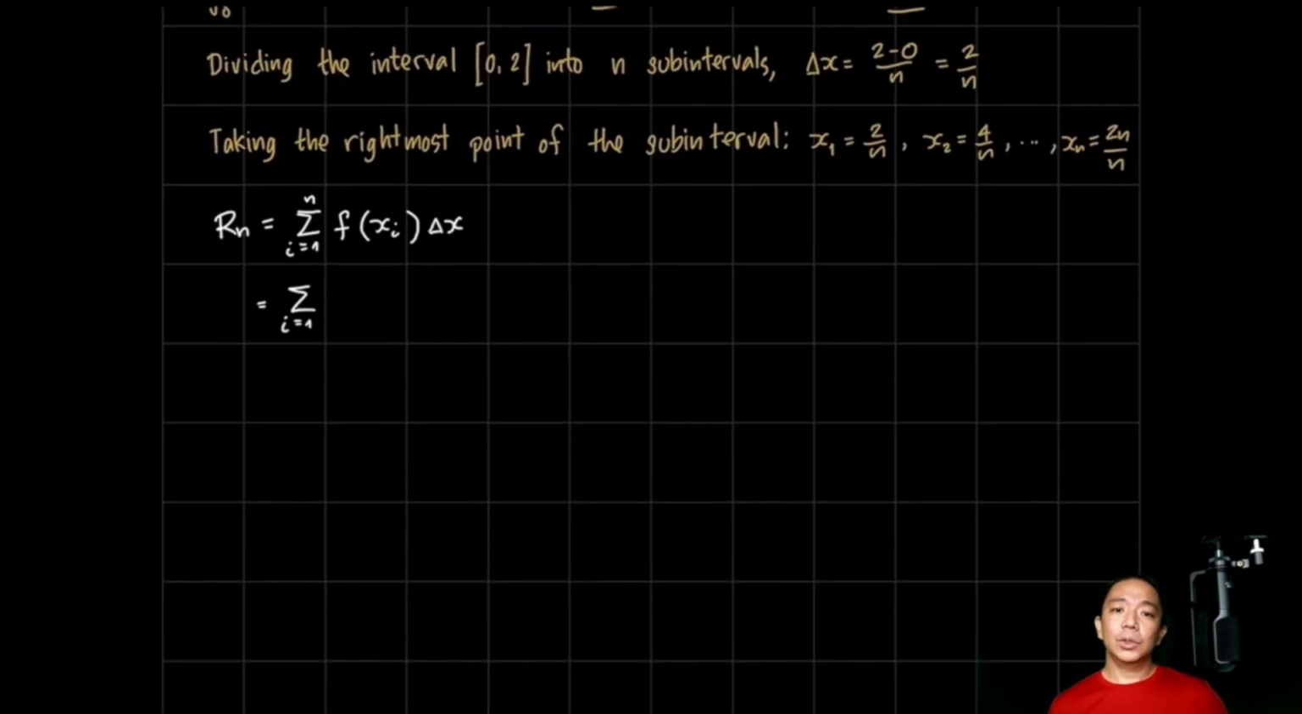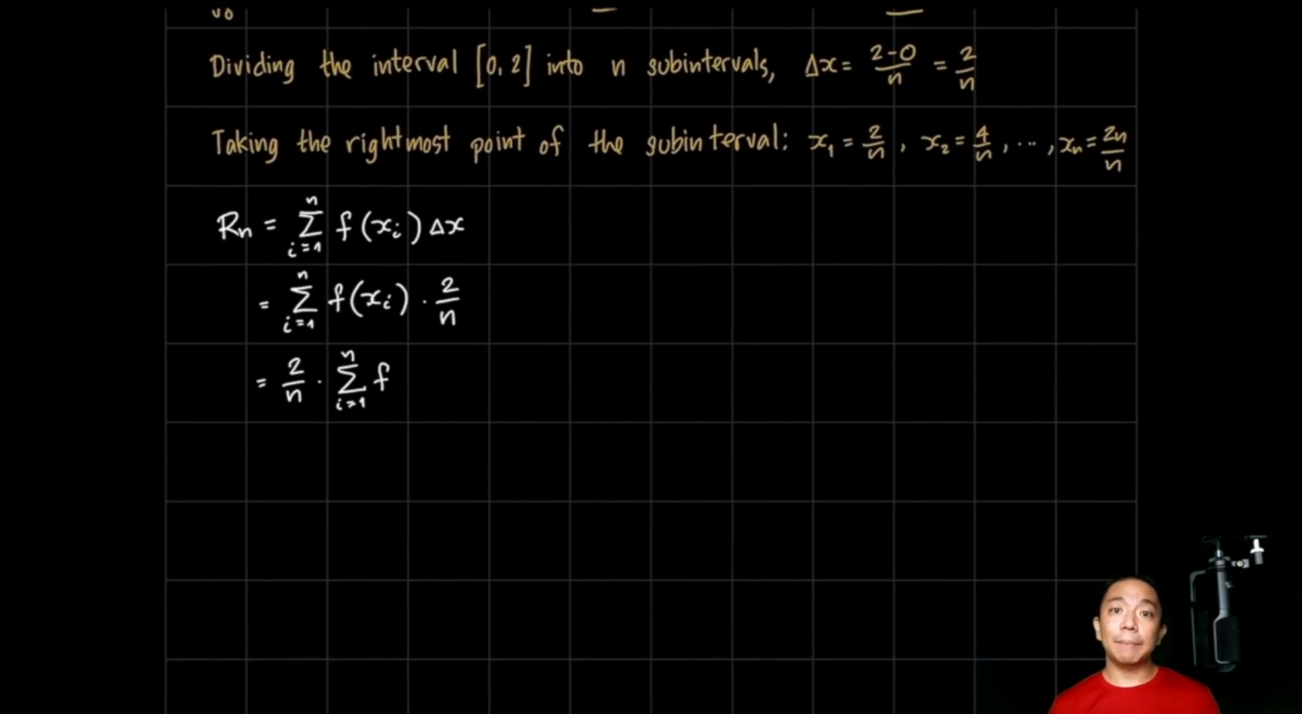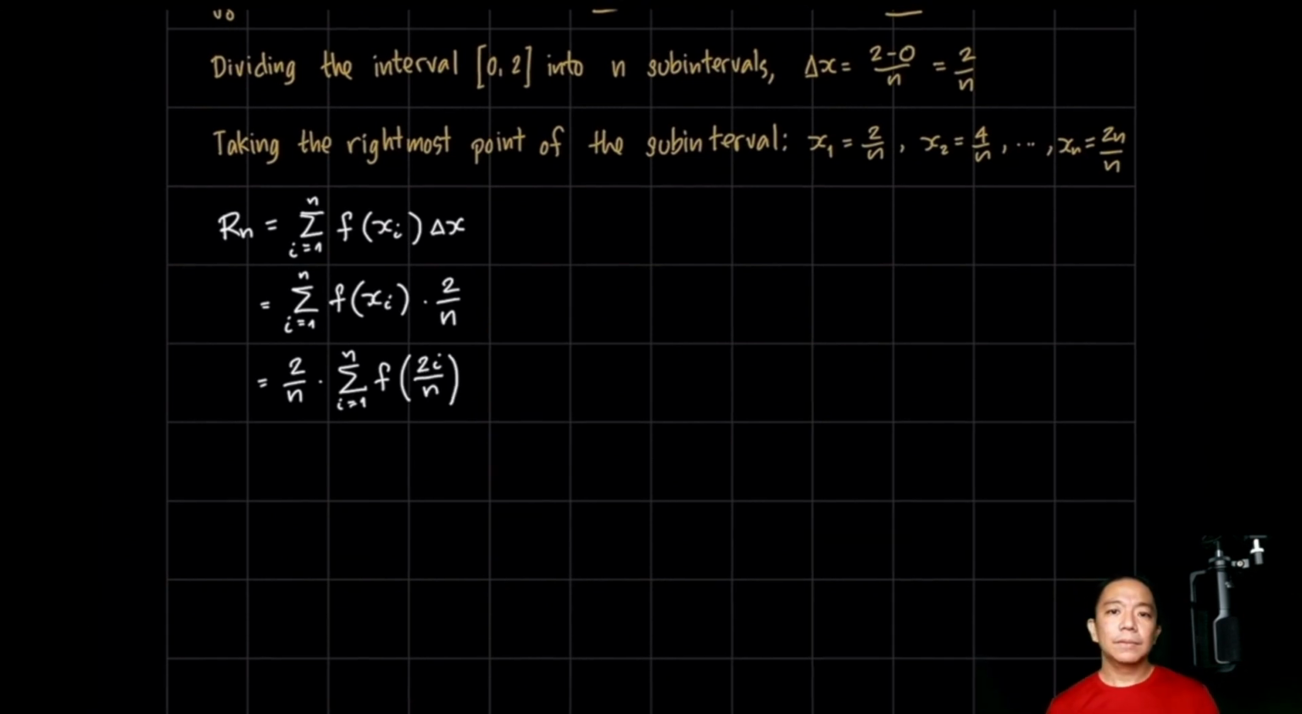So now that we have this in mind, we're ready to write a Riemann sum. So the Riemann sum is equal to the summation from i equals 1 to n of f of x sub i times delta x. Interpret naman ulit natin yon. This is the summation from i equals 1 to n of f of x sub i times 2 over n. Now, let's factor out muna si 2 over n. This is equal to 2 over n times the summation from i equals 1 to n of f of, ano yung x sub i natin? 2i over n. Then, let's expand yung function.